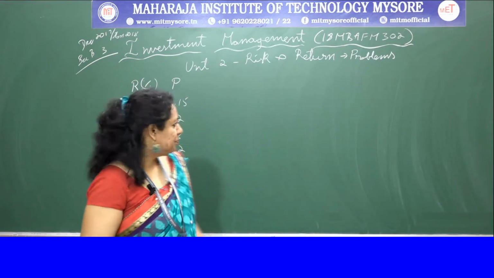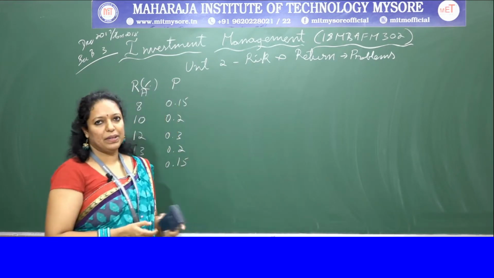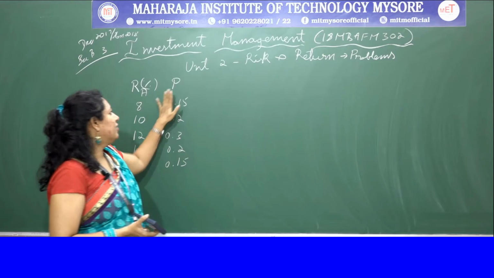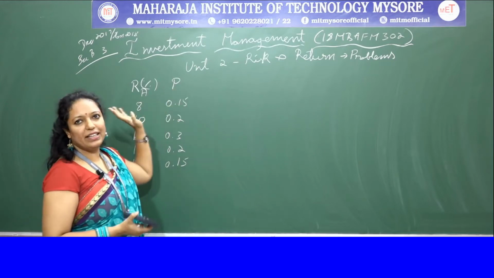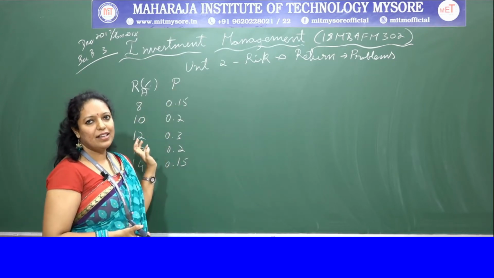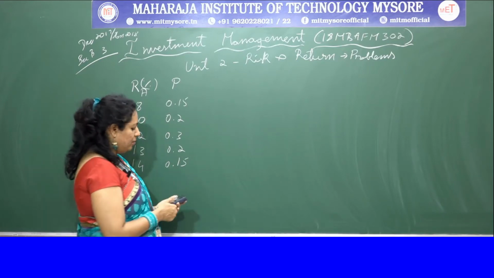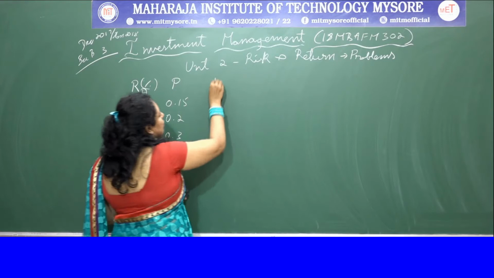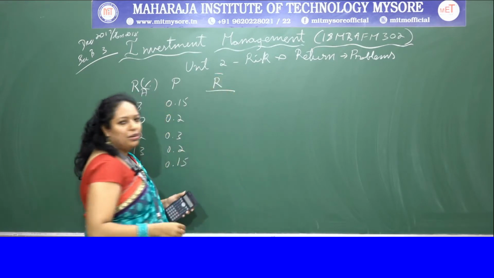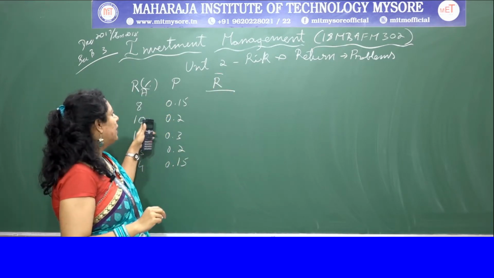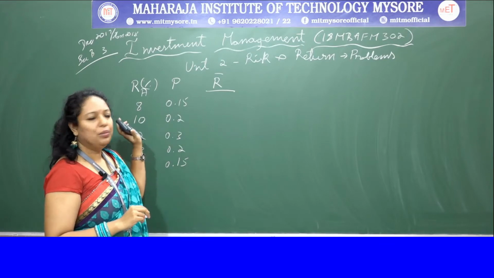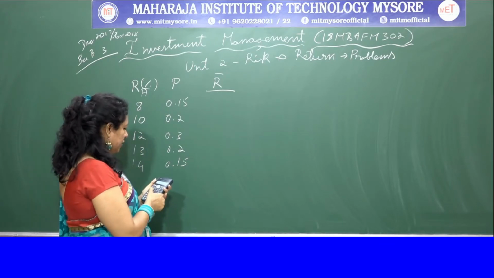So simple. They've asked us to calculate the expected return. As I've told you, whenever they give the probability, we can easily understand that this is a discrete series problem. So we have to calculate the expected return. To calculate the expected return, you have to multiply the return into probability.